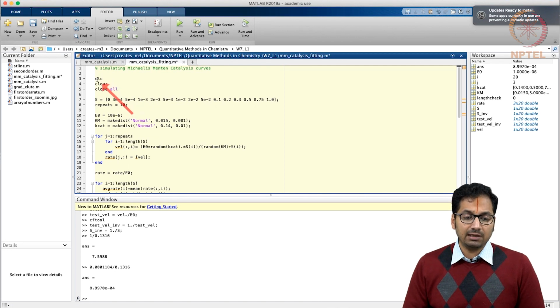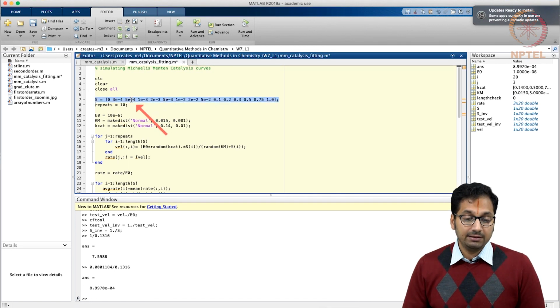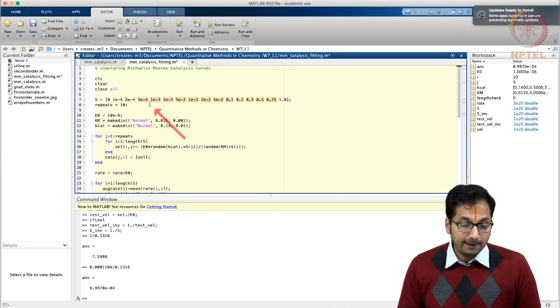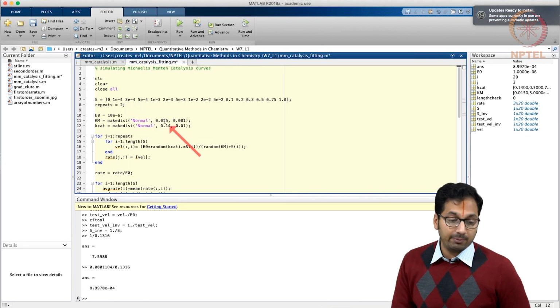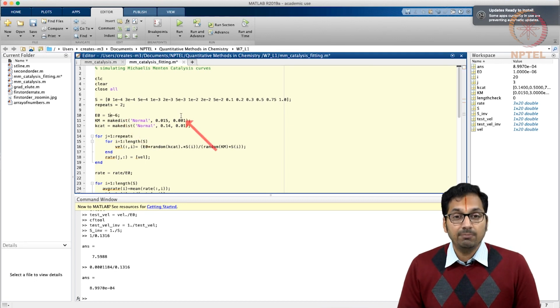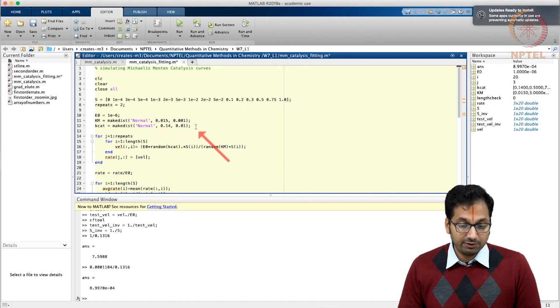As always, we start with clearing the screen, clearing any variables that might have existed, and closing all the figures that might be present. And these are the set of values that we end up using for concentration of the substrate. And then we are going to repeat this experiment 10 times. Let's start with 2-time repetition. And here once again we are using enzyme concentration as 1 e power minus 6, that is 1 micromolar, and molarity is the concentration that we are trying to use.